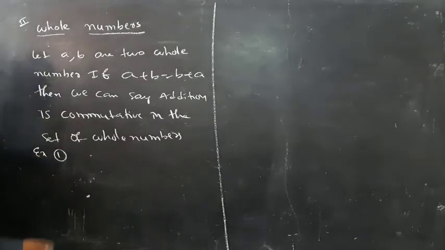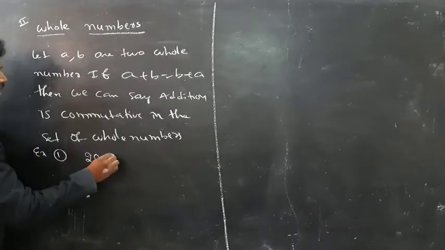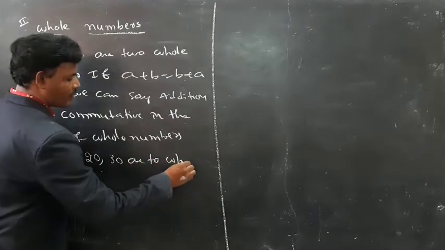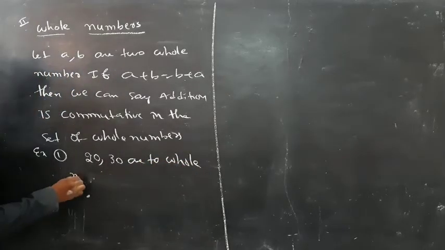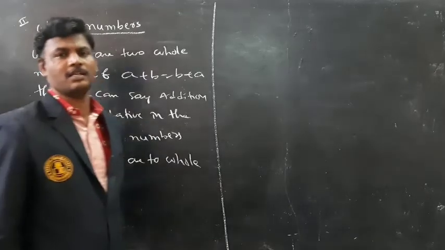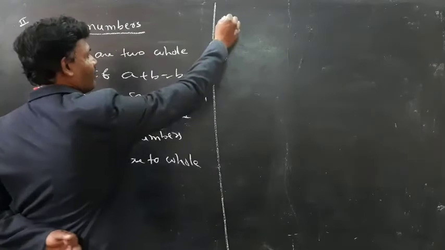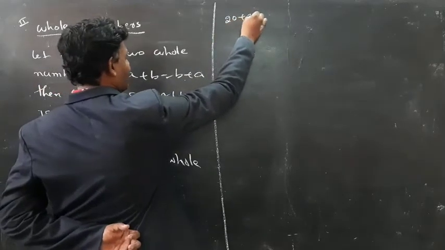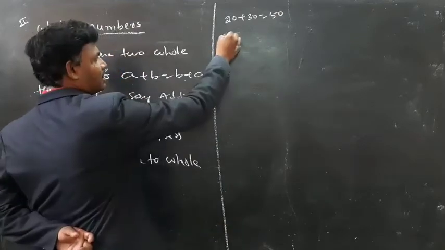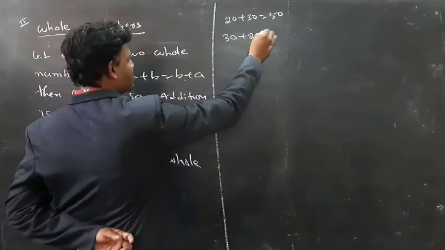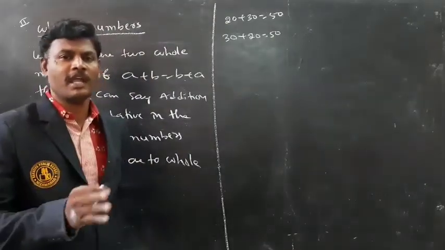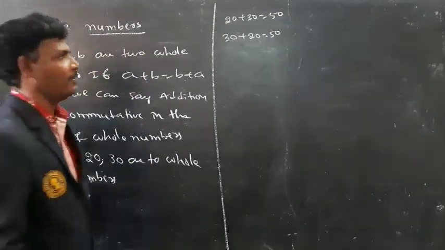Example 1. Here 20, 30 are two whole numbers. Then what is the result of 20 plus 30? 20 plus 30 is equal to 50. Similarly, the result of 30 plus 20 is equal to 50. So here the result of 30 plus 20 and 20 plus 30 both are equal.